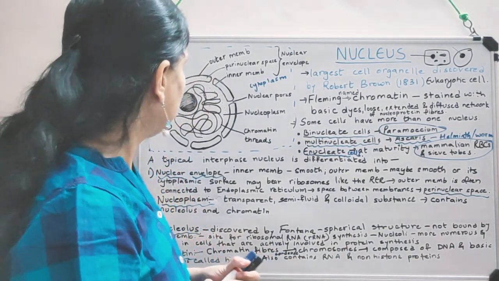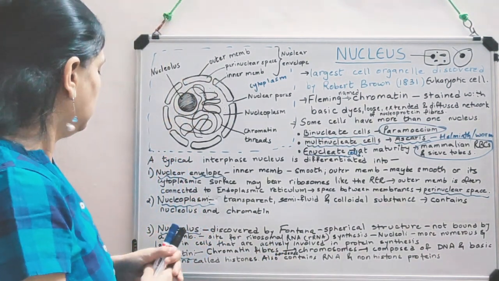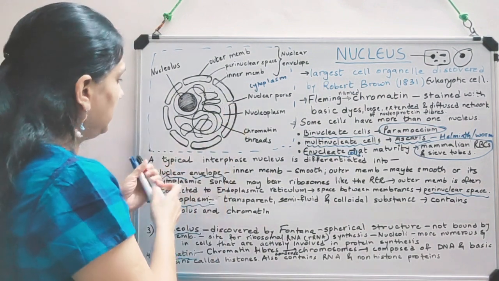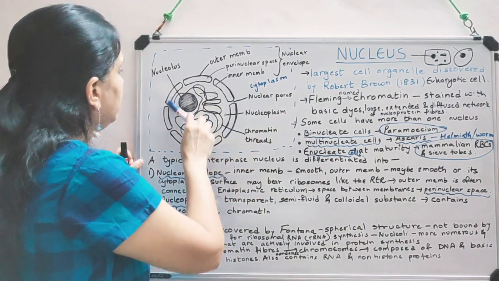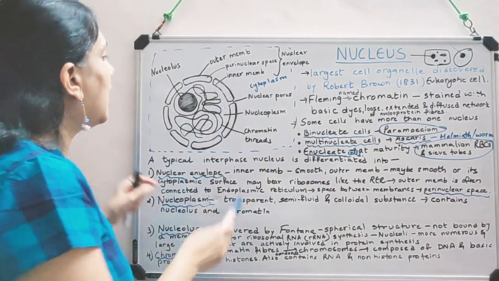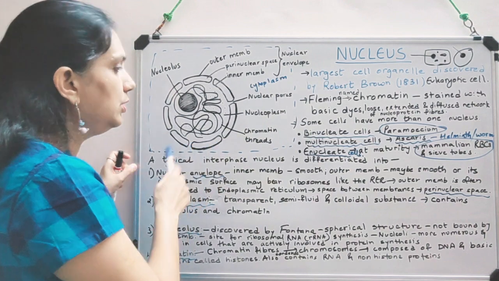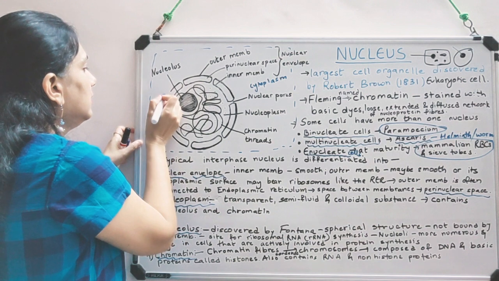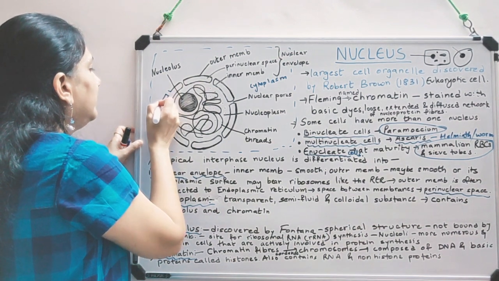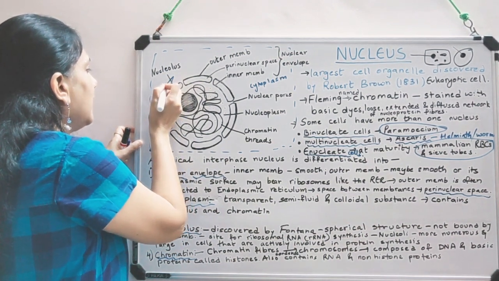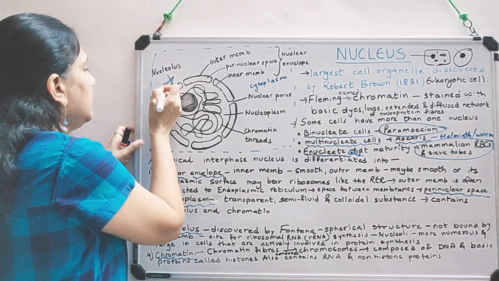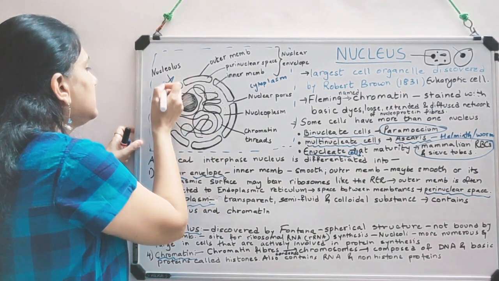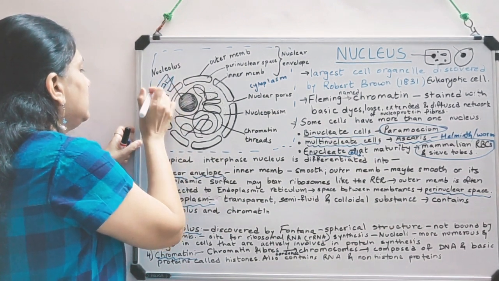Now we'll take up the nuclear envelope. This inner membrane, as you can see, is smooth, and the outer membrane may be smooth, or it is often connected to another cell organelle, and that is called the endoplasmic reticulum. In short, we also call it ER.